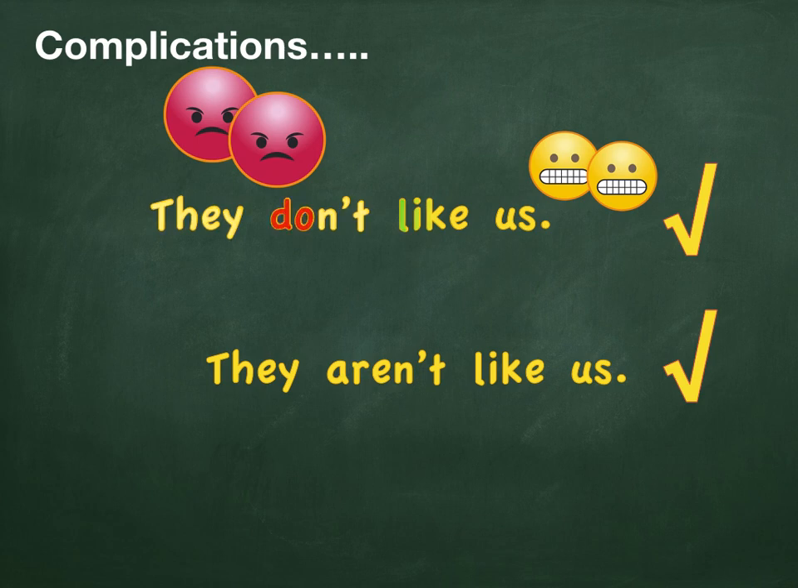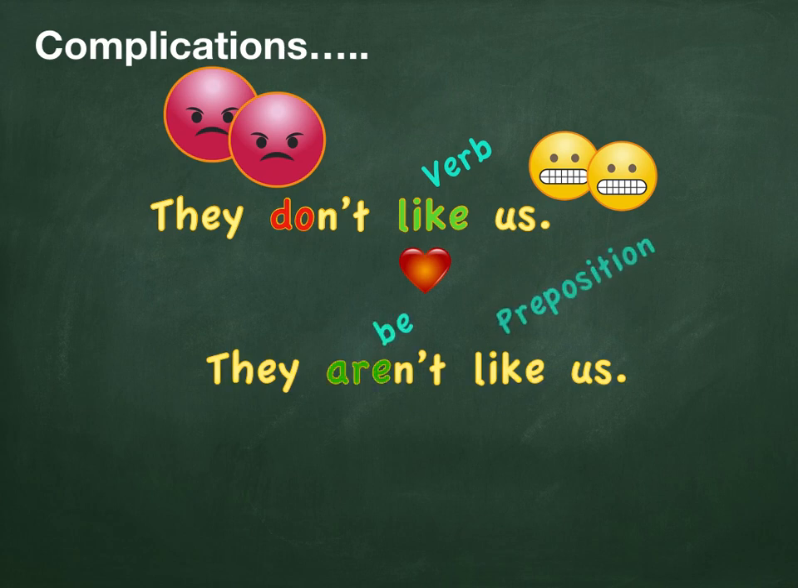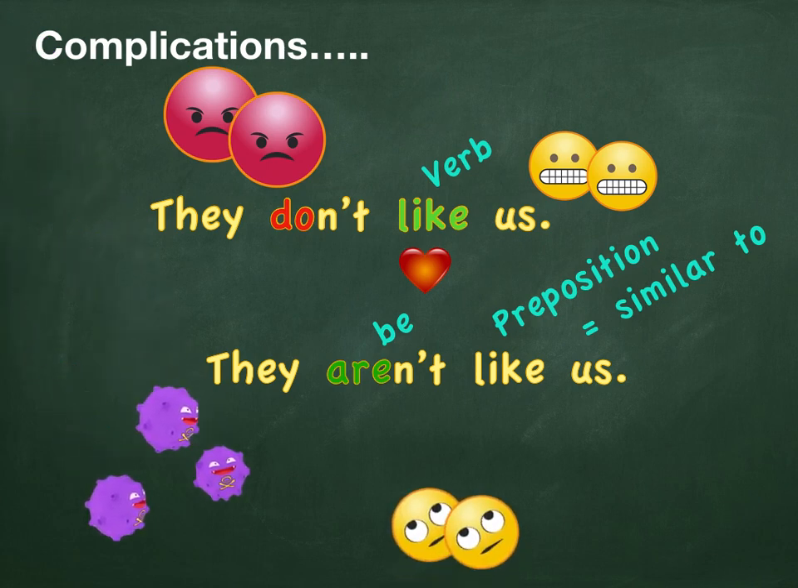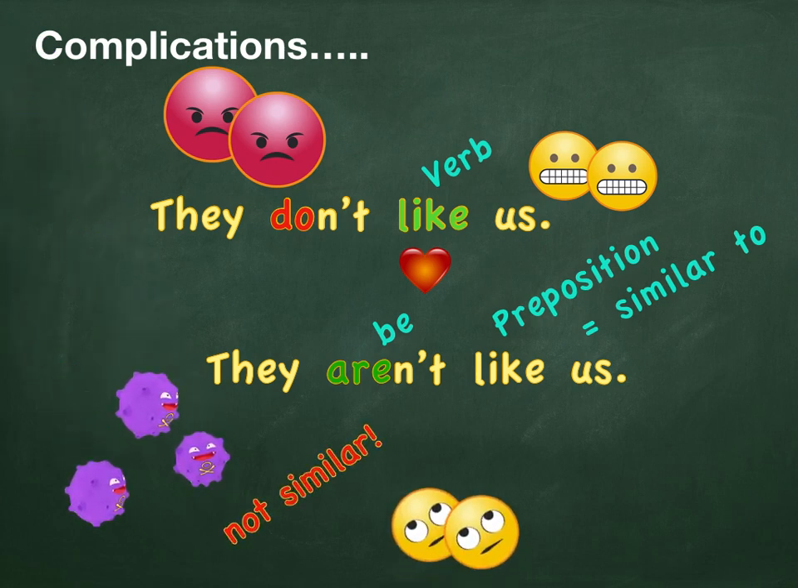They don't like us. The point here is that the word like is a verb. It needs the do helping verb to make it negative. But in the second example, it's a be verb plus a preposition pattern. And like here is a preposition meaning similar to. This gives it a very different meaning. They are not similar to us. They aren't like us. They are different.